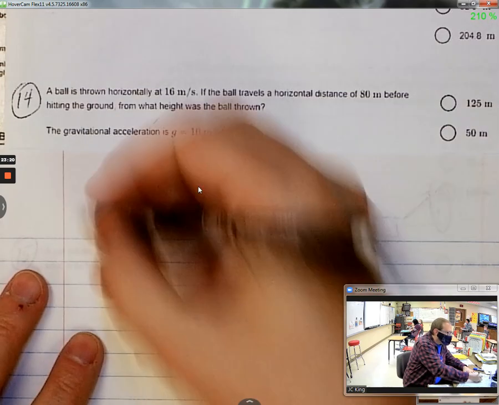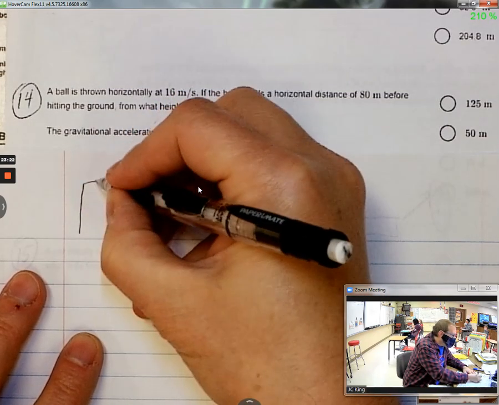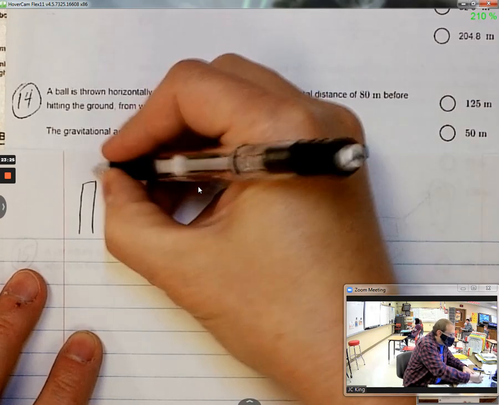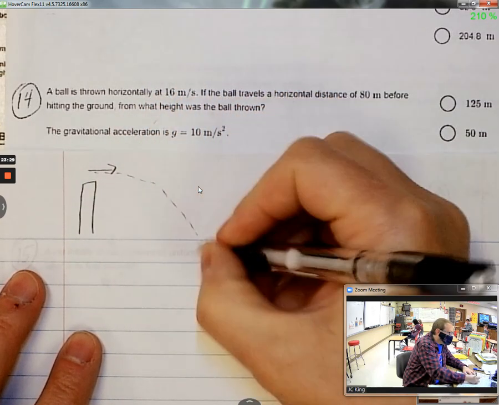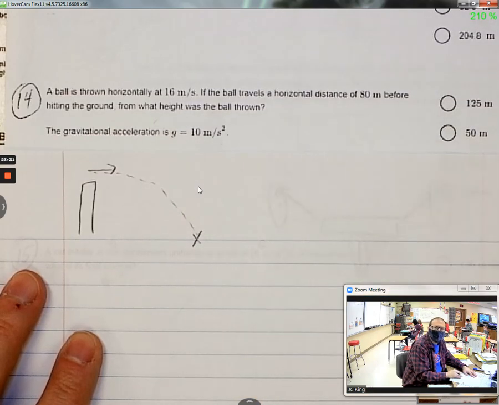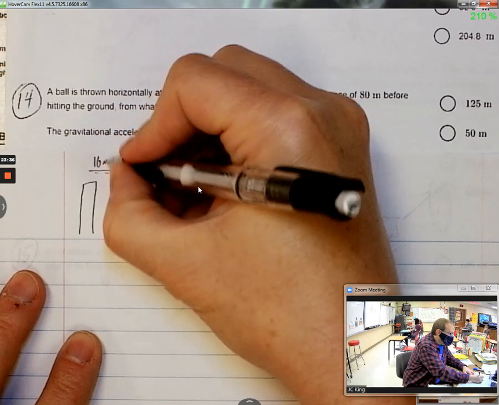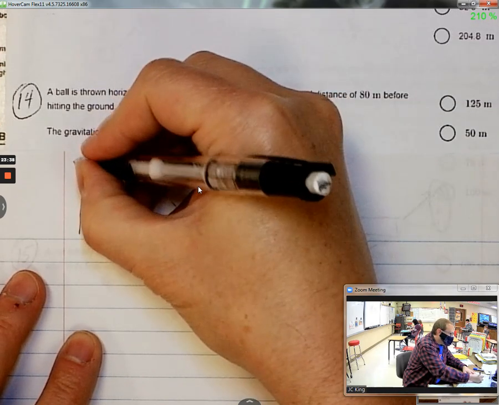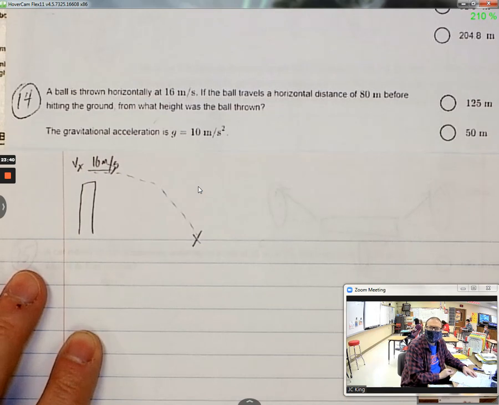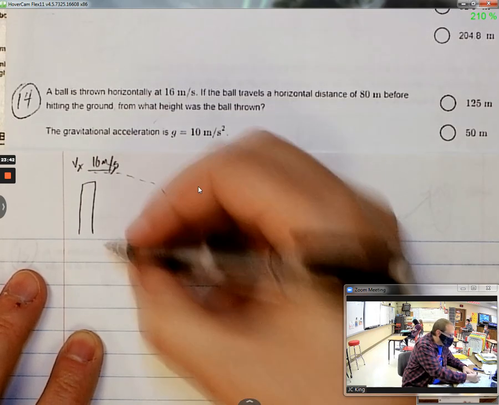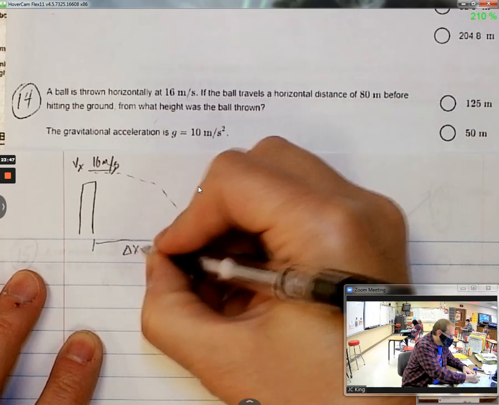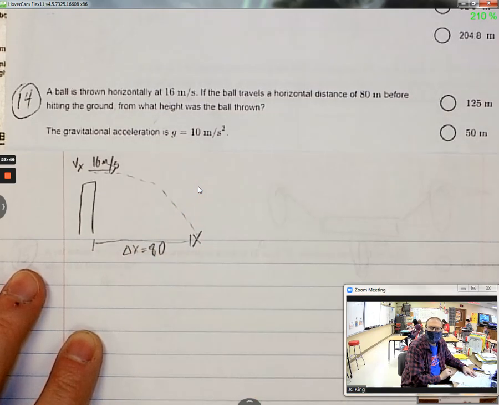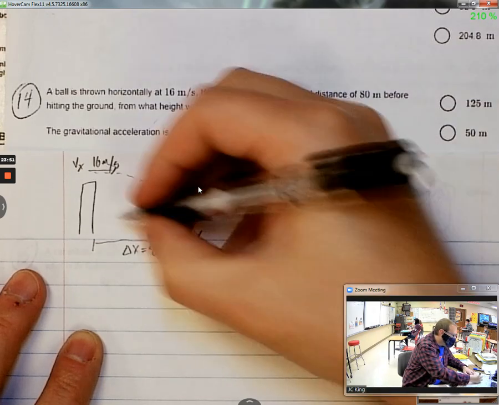I love it. Okay, so we've got the ball being thrown from a thing, and it's being thrown horizontally, which means it's going to follow a parabolic flight path until it goes boom, right? Thrown horizontally at 16 meters per second, so that is its v of x. Travels a horizontal distance of 80 meters, so that's going to be our delta x. From what height? Yes, we are trying to find delta y.